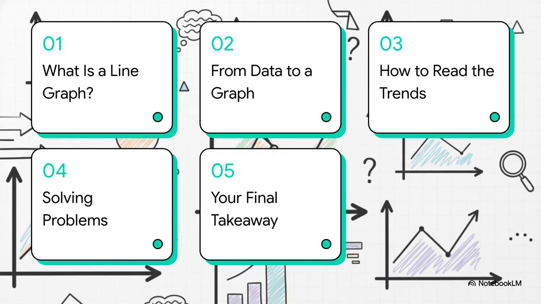So, here's our game plan for this explainer. We're going to start with the basics. What exactly is a line graph? Then, we'll walk through how you actually build one from a set of data. After that, we'll get some practice reading the trends and even solve a few real-world problems. And then, we'll wrap it all up with the big takeaway. Trust me, by the end of this, you'll be all set.